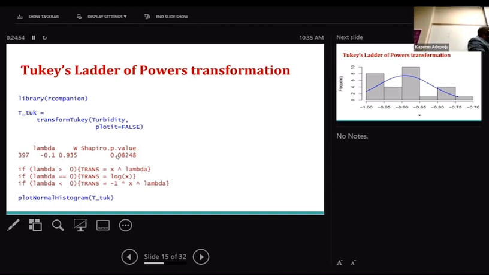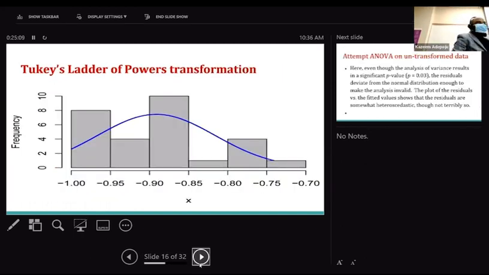Now, based on this, what do I want to do? I now want to plot the histogram after the data set has been transformed using the Tukey. Now let's see. That gave us this. That's looking like a normal, even though we can't have a perfect normal. You get what I mean, right?